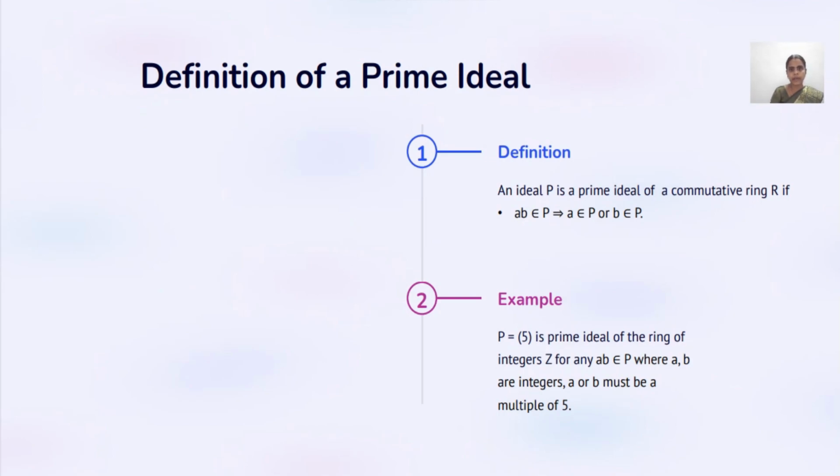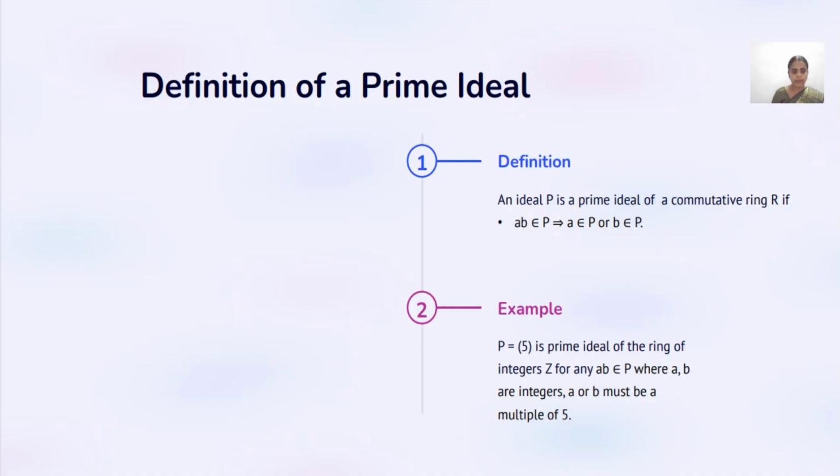Next we see what is a prime ideal. An ideal P is a prime ideal of a commutative ring R if for any elements a, b, ab belongs to P implies either a belongs to P or b belongs to P. We see an example for prime ideal. Again we are going to take the ring of integers and consider the ideal generated by 5. Now check whether this ideal is prime or not. If we take any element ab belongs to P, then either a or b must be a multiple of 5. So obviously this is a prime ideal.